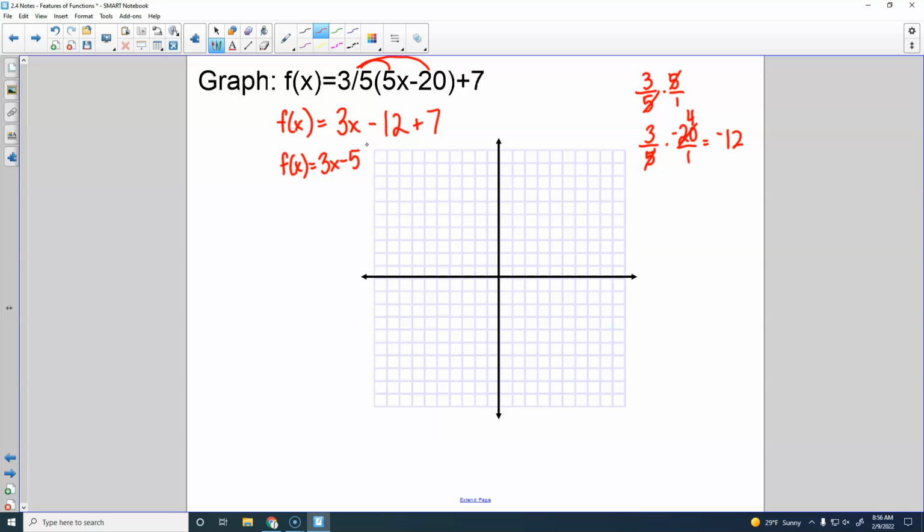Are we okay here? All right, so we have a y-intercept at negative 5. We have a slope of 3, so we'll go up 3/1. And we'll get this graph right here.